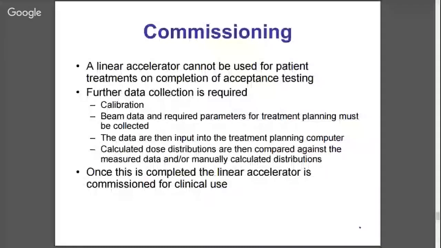Okay, so once we've completed acceptance testing, that's basically saying the machine meets all the specifications that the manufacturers have laid out. But before we can use it clinically, we have to acquire more data. We have to perform an absolute dose calibration. We also have to acquire beam data and the required parameters for treatment planning. So every particular linear accelerator and treatment planning system combination has maybe a slightly different set of beam dosimetry data that we need to acquire.